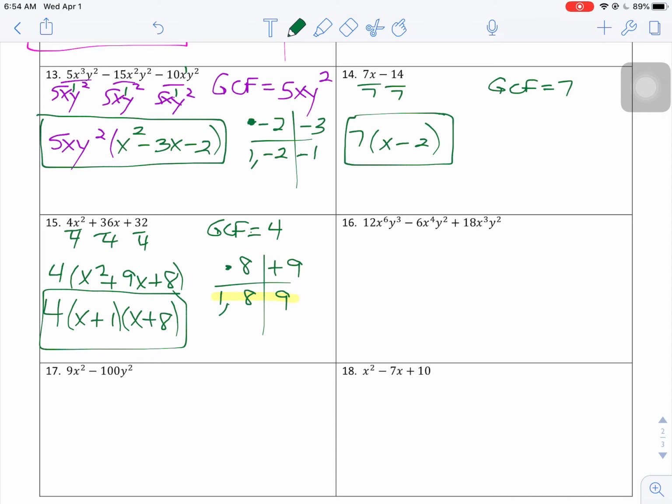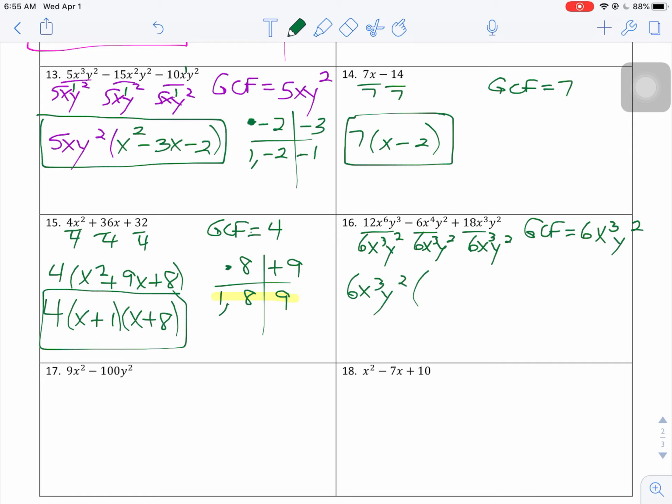On 16, 6, right? 12, 6, and 18 are all divisible by 6. All the terms have at least an x to the third. And then all the terms have at least a y squared. So I want to divide everything by 6x to the third y squared. Always write that GCF out in the front.